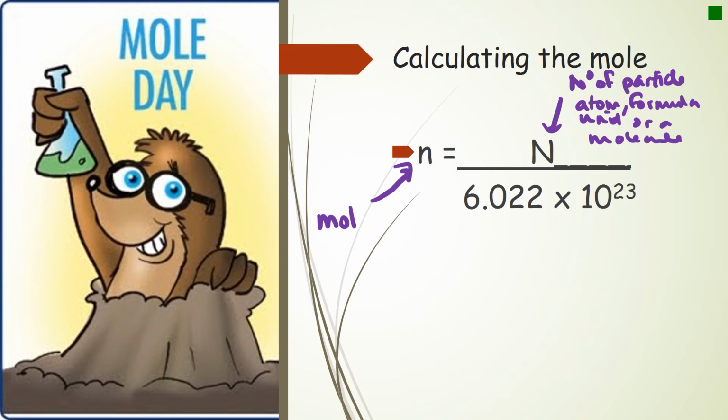Now this is always going to be a huge number because remember, if we've got a mole of something, it's ginormous. It's got a lot of things in it. So it's always going to be the big number. So that's why we use the big N, the big number. Now this number here, of course, is Avogadro's constant.